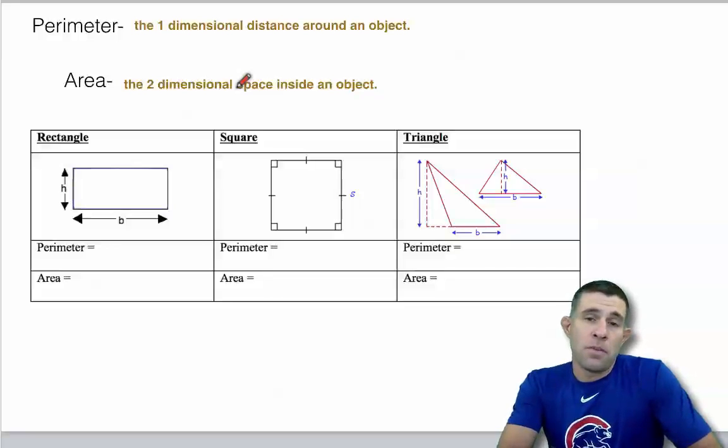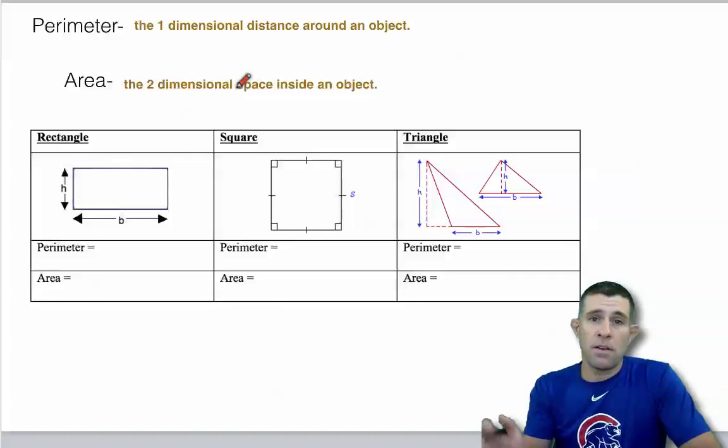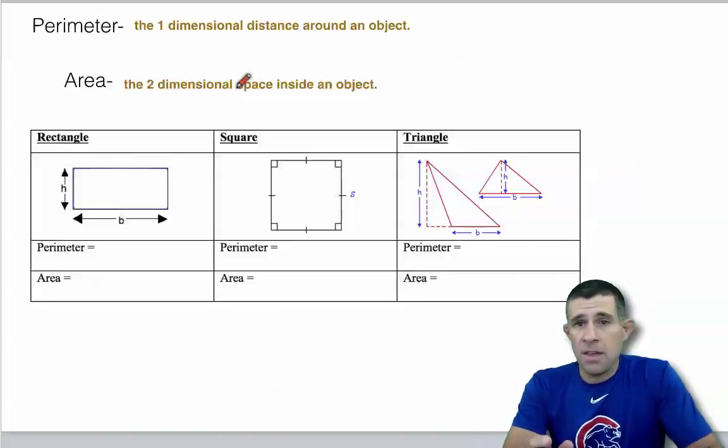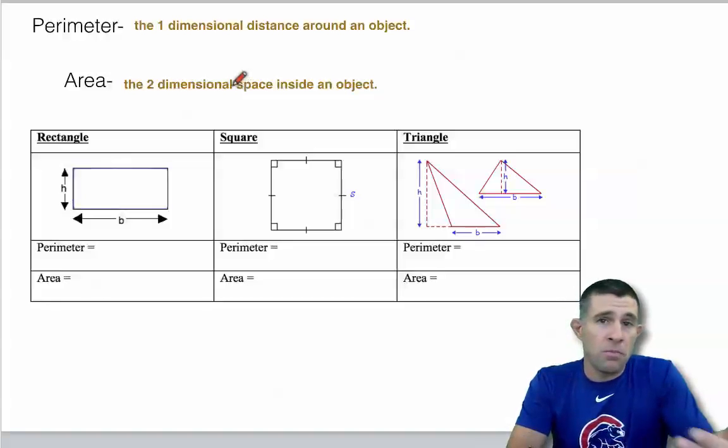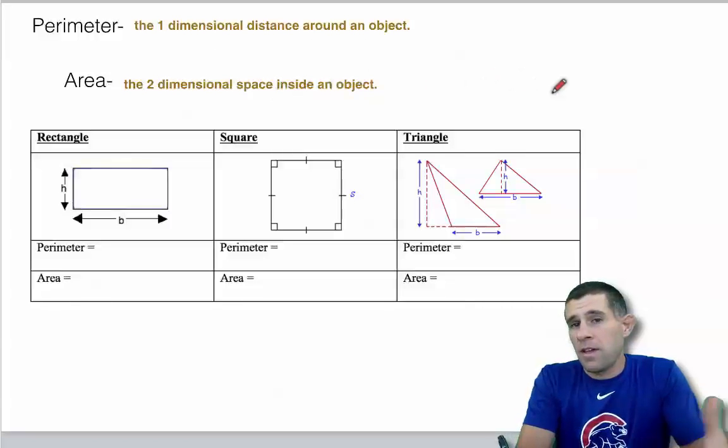Today we're taking a look at formulas used in geometry, specifically perimeter and area formulas of some simple 2D shapes. Now, we're going to study perimeter and area at greater depth later on in the course of this year. But for today, we're just going to take a look at some simple formulas that you probably already know. Perimeter, remember, is simply the one-dimensional distance around an object, whereas area is the two-dimensional space inside that object.